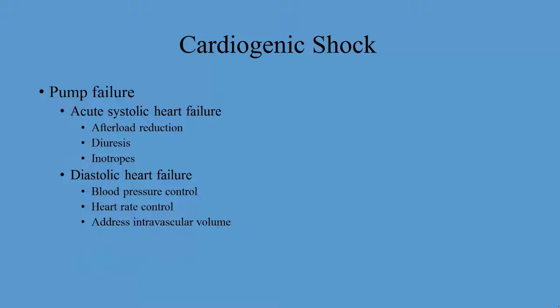Now, just briefly on cardiogenic shock, we won't spend much time on this one, but typically we think of the pump failure and acute systolic heart failure. And so the primary treatment for that is afterload reduction, oftentimes augmented with diuresis, and occasionally inotropes are added to assist with myocardial contractility. Now, diastolic heart failure can be a little bit more challenging, but the primary treatment for that is blood pressure control and heart rate control, and then address the intravascular volume, because sometimes diastolic heart failure can respond to fluid boluses.